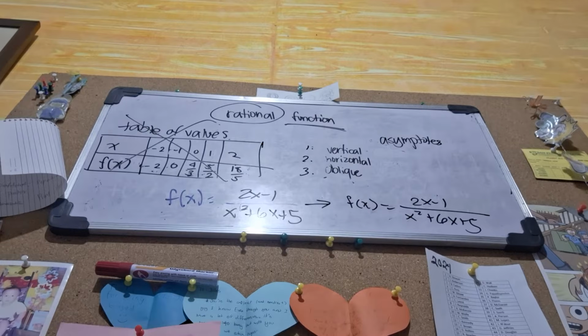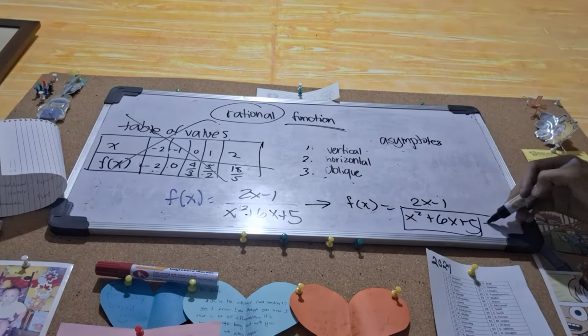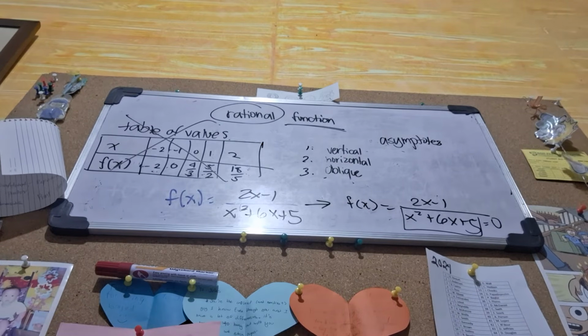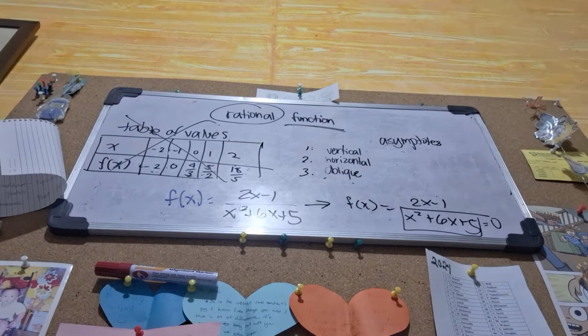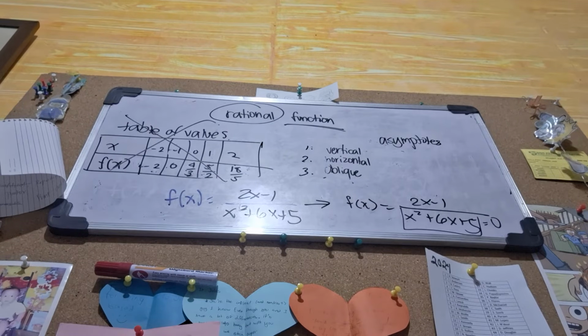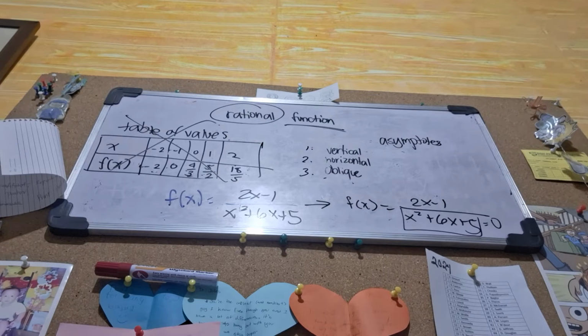And then you take the bottom and then you equal it to 0. Can we equal it to 0? Yes, we can. Did you know that you can actually have more than one vertical asymptote? Yes, you can. You can have more than one vertical asymptote and more than one horizontal asymptote as well. Isn't that cool? No? Okay.